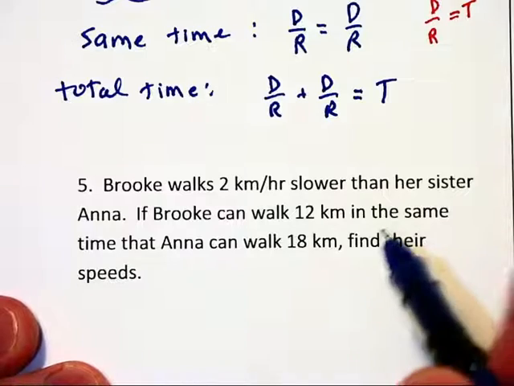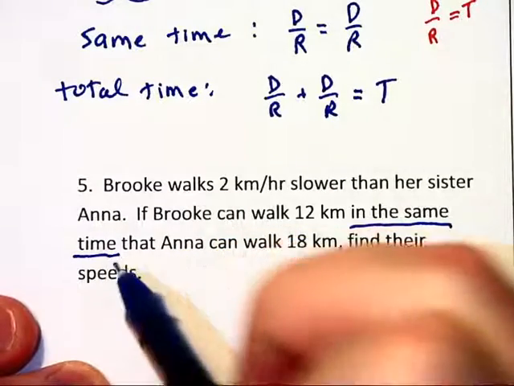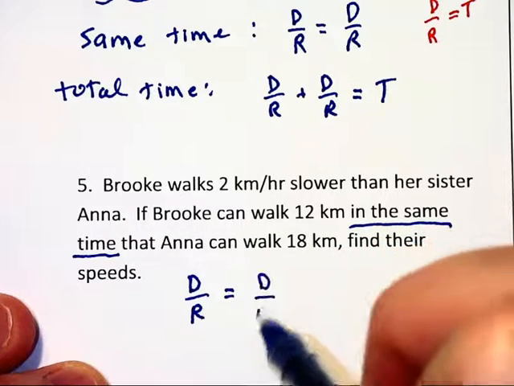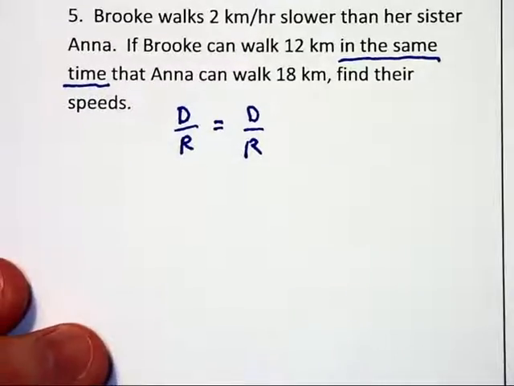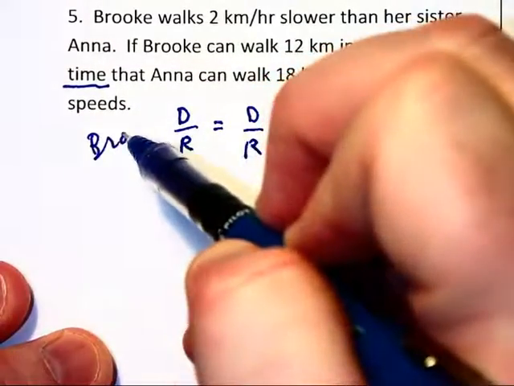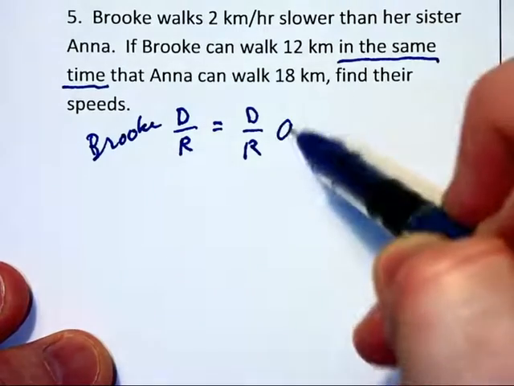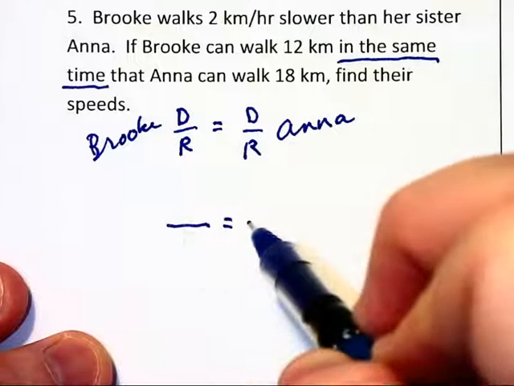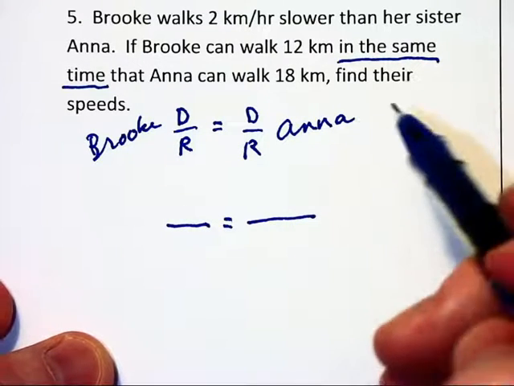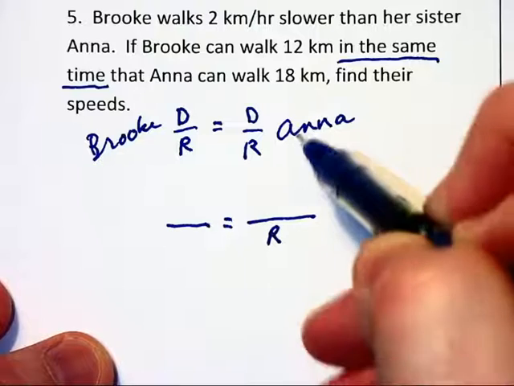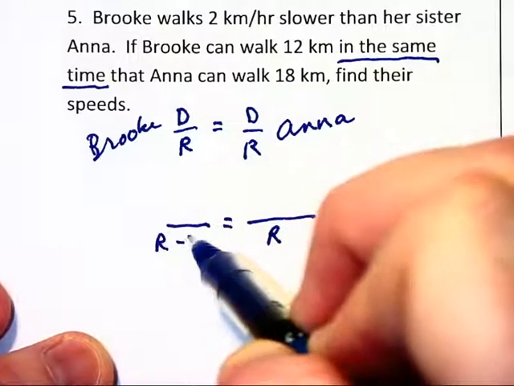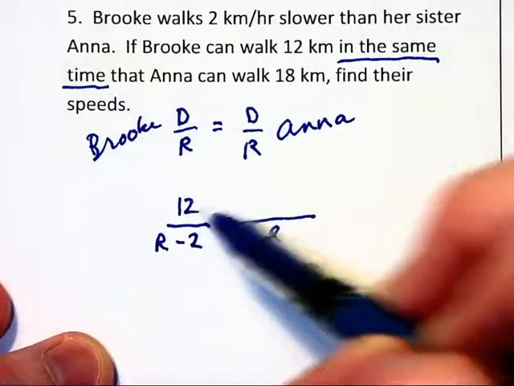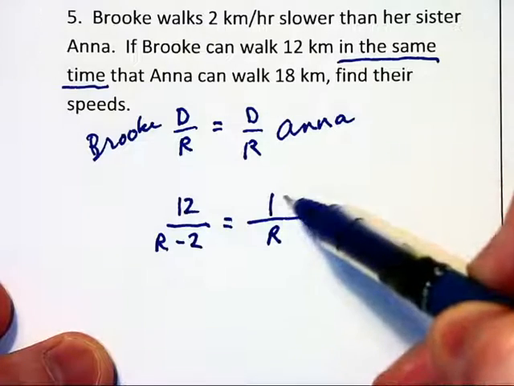Now let's use these bottom two patterns in this next problem. As you read it, you'll see in the same time. That tells you we want to go with the d over r equals d over r approach. And what I like to do is label that this left side is going to be for Brooke and the right side fraction is going to be for Anna, and then I start substituting in my values. Brooke walks 2 kilometers an hour slower, so r will be in my Anna fraction and r minus 2 will be in the Brooke fraction. Brooke can walk 12 kilometers, that's a distance, in the same time that Anna can walk 18.